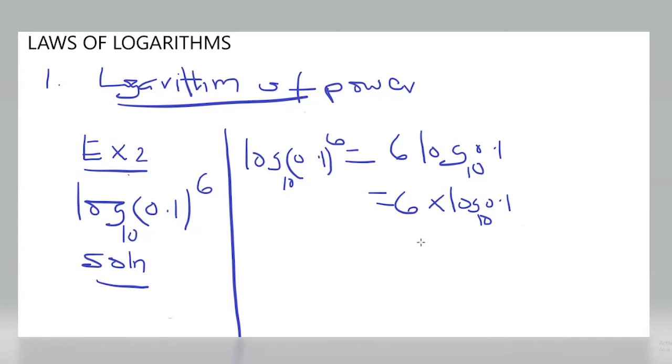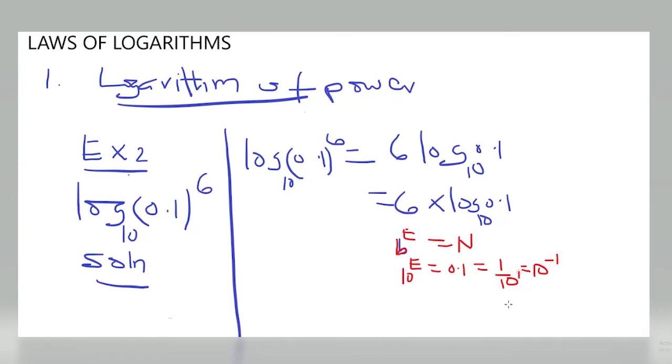Now the base power exponent is always equal to the number. Our base is 10 and we don't have the exponent, which is what we're looking for. The number is 0.1, which is equal to 1 over 10, which is 10 power negative 1.